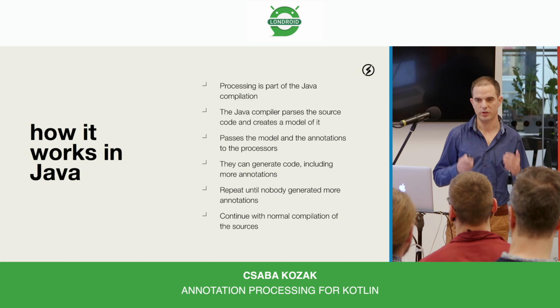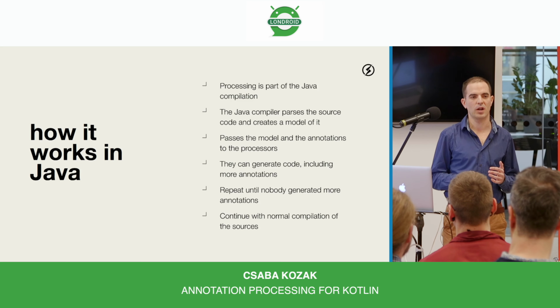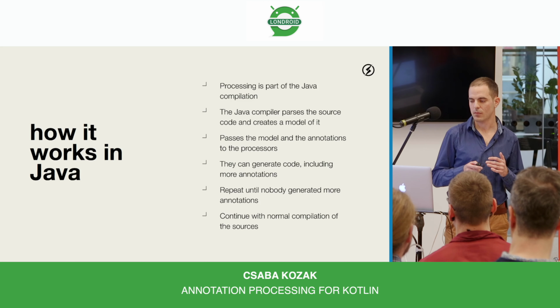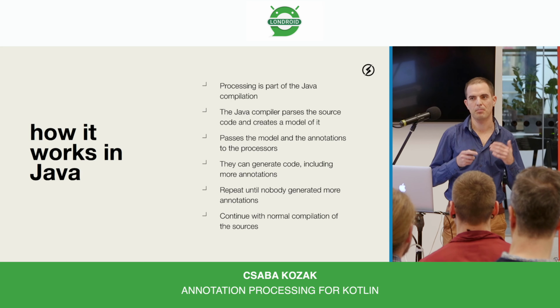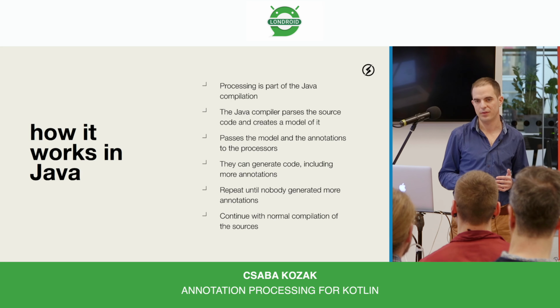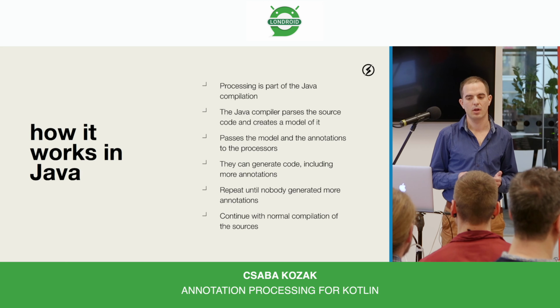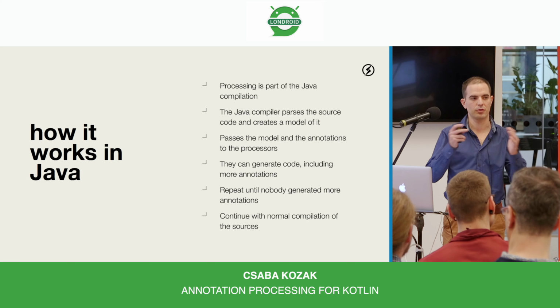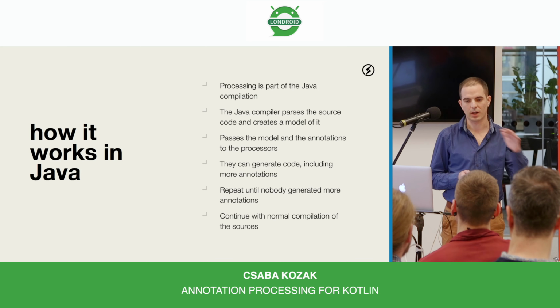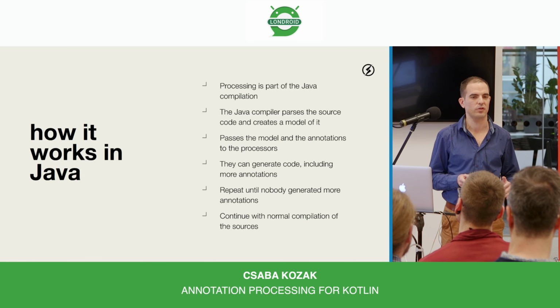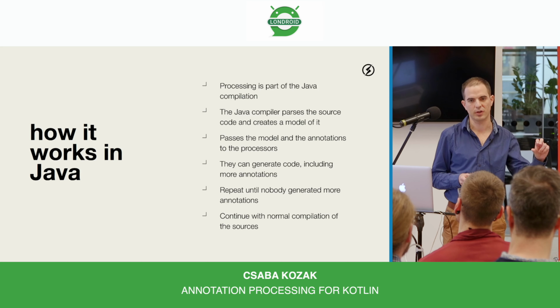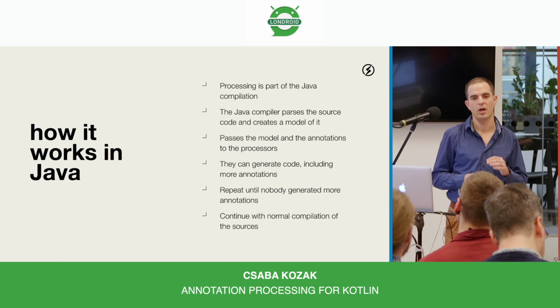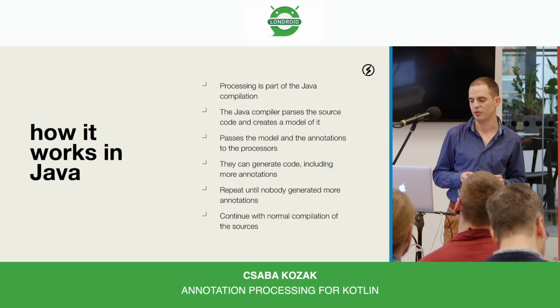When you have annotation processors, the compiler will first process the Java code, so you parse the Java code as usual, and then it will create a model of it. The model will only include the structure of your code, so only the classes, the functions or properties, but not the implementations inside the functions. That is not available to annotation processors.